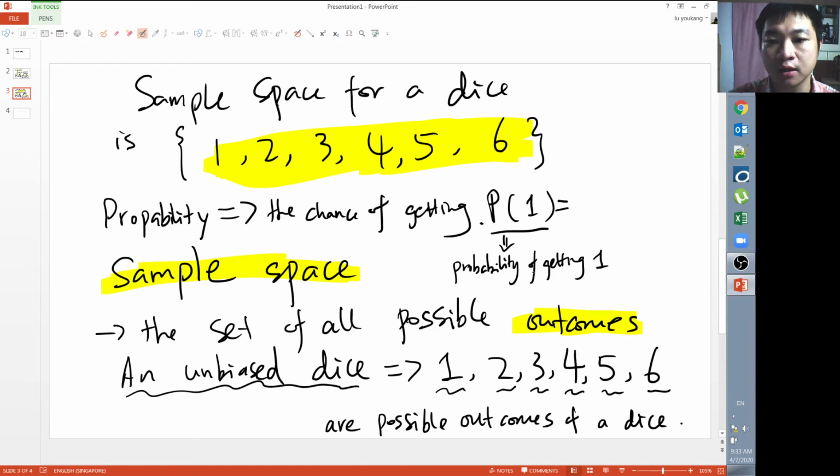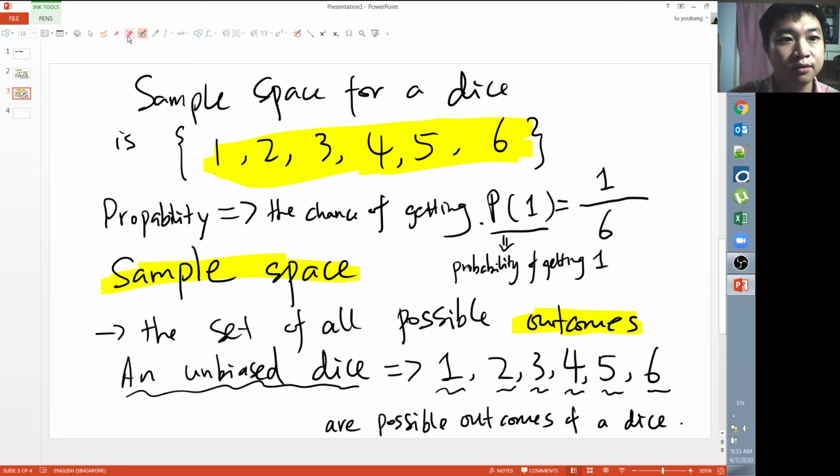So what is the probability of getting 1 here? The probability of getting 1 is a fraction, right? In this case, the total outcomes, or the sample space, is 6. And the chance of getting a 1 is 1 out of 6. Right?